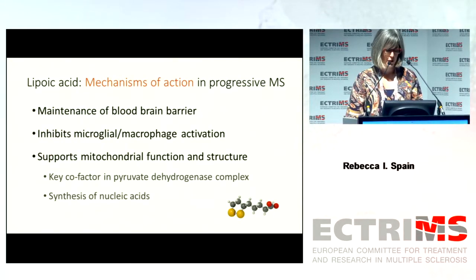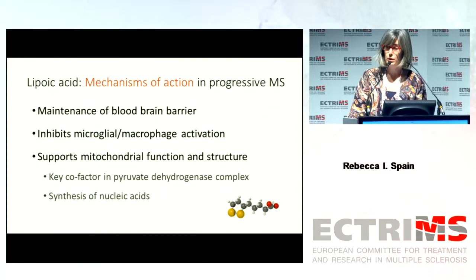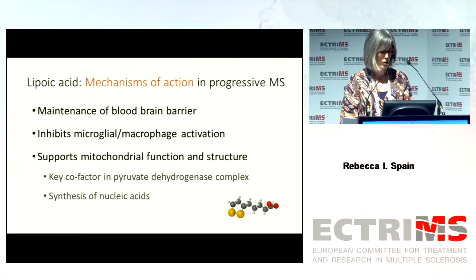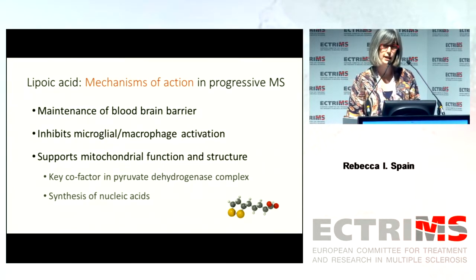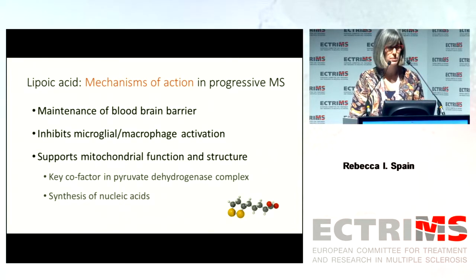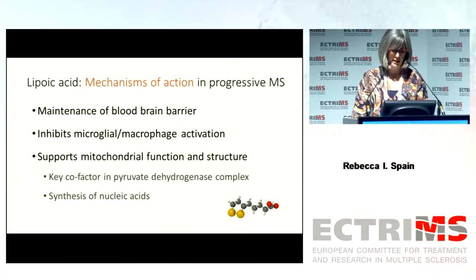There are a number of functions of lipoic acid that have therapeutic potential in progressive MS. Among others, these include a role in endothelial cell function, which may be important in maintaining an effective blood-brain barrier, and inhibition of inappropriate microglial activation. Lipoic acid supports mitochondrial function as a key cofactor for the pyruvate dehydrogenase complex of oxidative respiration. It also aids synthesis of mitochondrial nucleic acids.